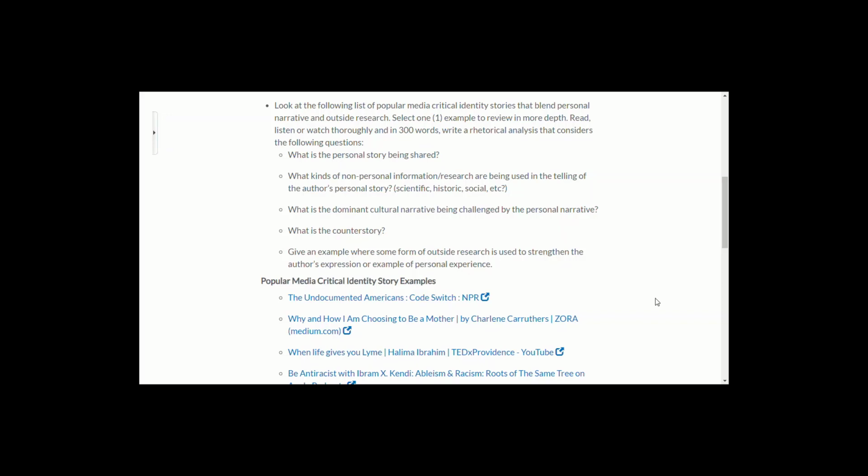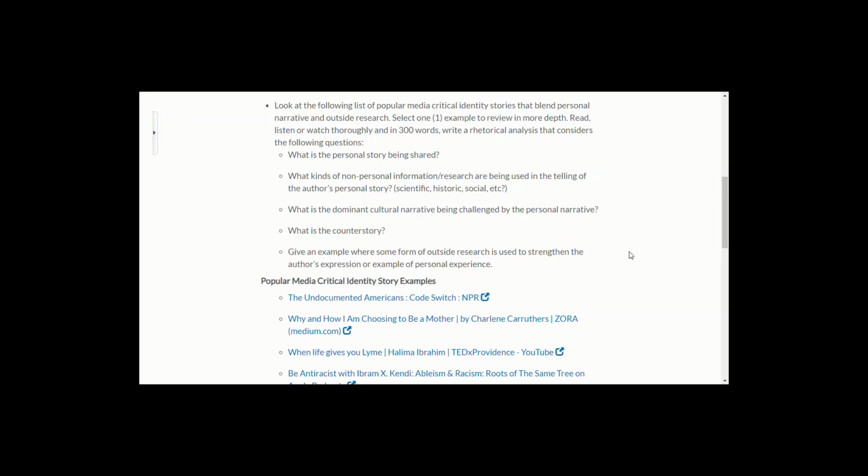These questions will help you get a really solid understanding of how they're writing this piece, what they're using, how they're reaching the audience. Notice attention to kinds of non-personal information or research that they're using. What I would be looking for here is first that you are responding to these questions and really understanding the idea of the rhetorical situation, the rhetorical elements that they're using, and how they are reaching their audience and achieving their purpose. Please pay attention to these questions.